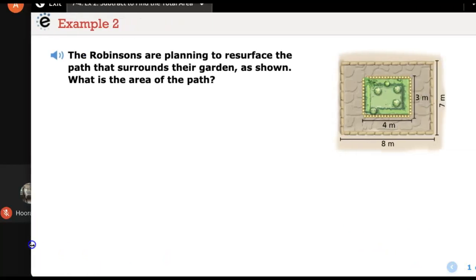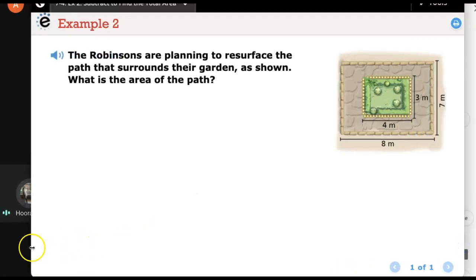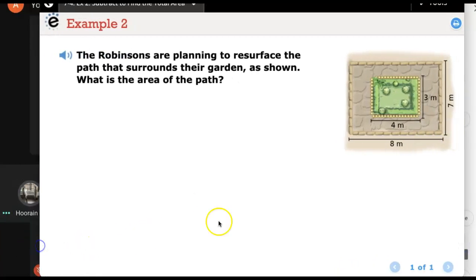How do you figure out this answer? We figured this out by subtracting the area of the outside path by the area of the inside path. So the area of outside is 8 times 7, correct? Yes. And the area of inside is 4 times 3.